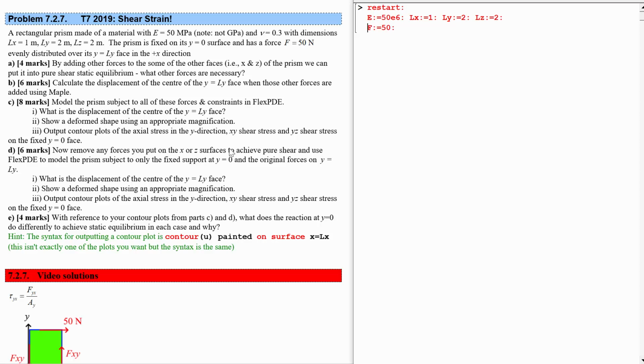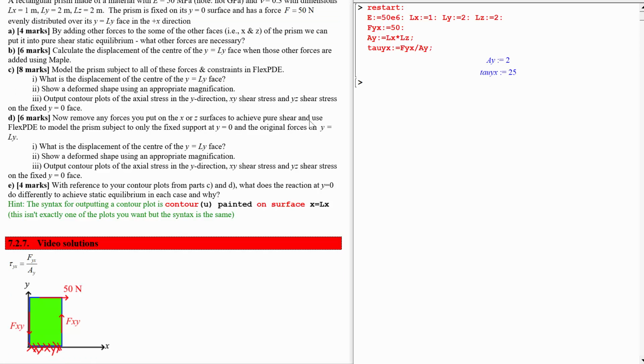Now this, what force is this? This is force y in the x, and that tells us what the shear stress is. Tau on y in the x is equal to Fyx over the area of the y face. And we can put in what the area of the y face is. First, by saying Ay is equal to Lx times Lz, which should be 2. And then the shear stress, as we calculated before, is 25.